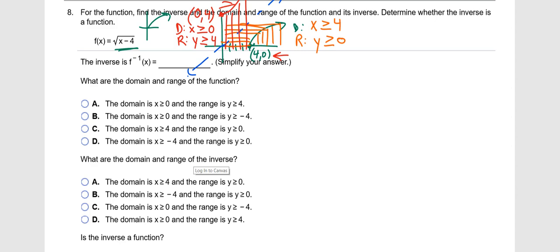Are you writing stuff down so that when you go back to the test, you know what to reference? That's important.